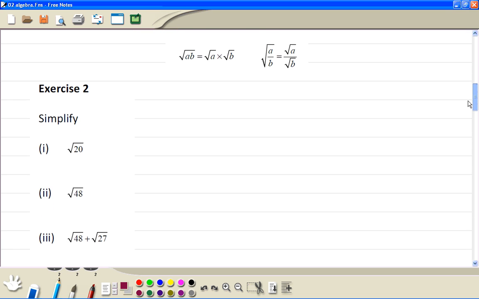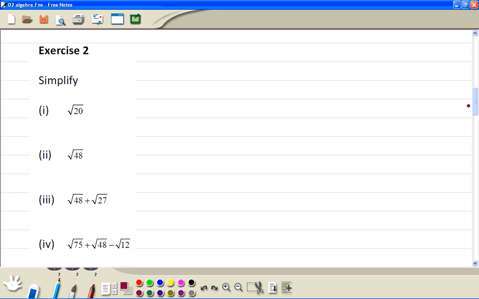Exercise 2. Manipulating surds. What we're looking for is a square number inside the square root sign. So that's 4 times 5. Then we split into two parts, square root of 4 times square root of 5, and the square root of 4 is 2. Then we don't need to write times, just write root 5 next to it.